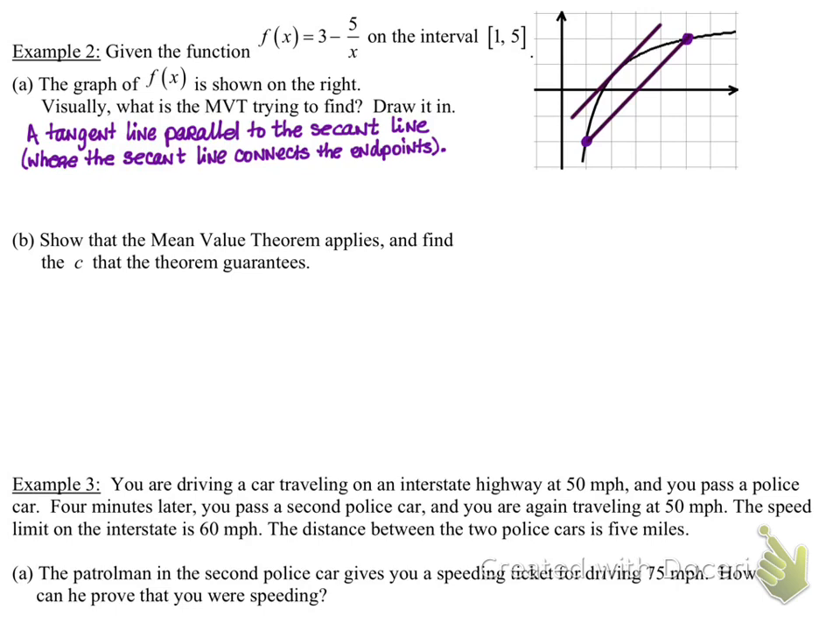So now we need to show that the mean value theorem applies and find the c that the theorem guarantees. Once we have stated that it is continuous from 1 to 5 and it's differentiable on the open interval from 1 to 5, we can go ahead and say that the mean value theorem applies. Now, you can't just assert these things out of the blue. You actually have to know that they're true.